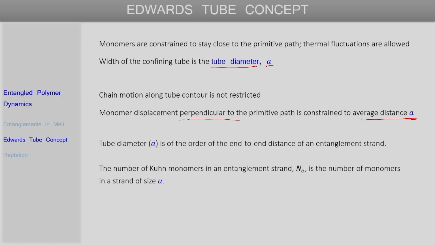Next, if we consider this tube diameter, since it is a quantity which characterizes the entanglement effects, what one can say is that the number of monomers present in a given entanglement strand will also be equal to the number of monomers present in a polymer strand of length equal to the tube diameter. So, in other words, the tube diameter, the size A, is of the same order as the length of an entanglement strand of the polymer.